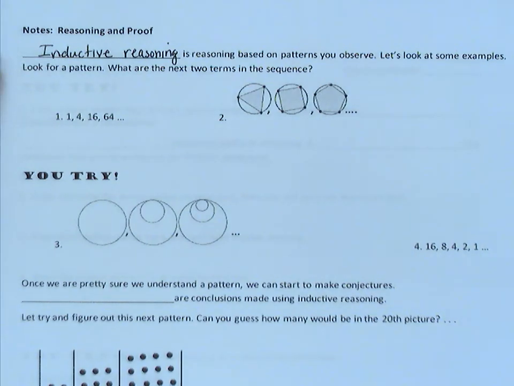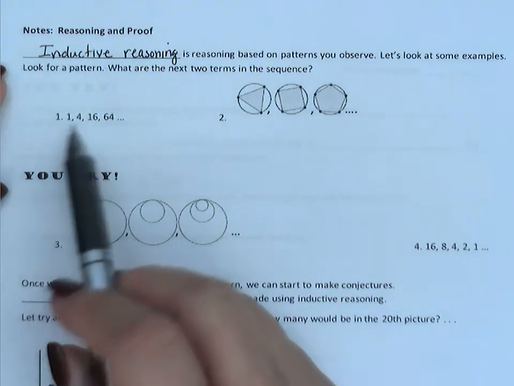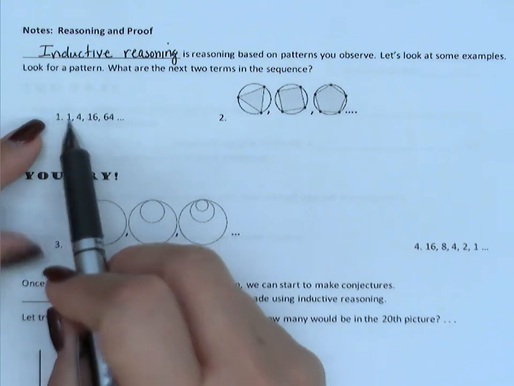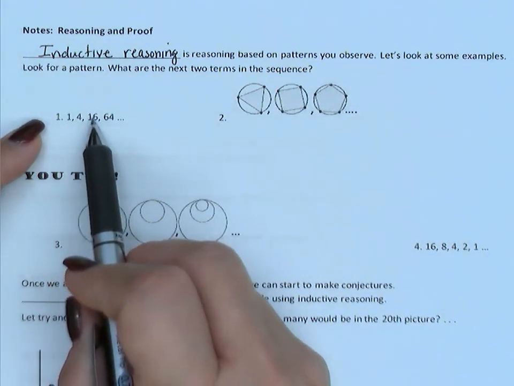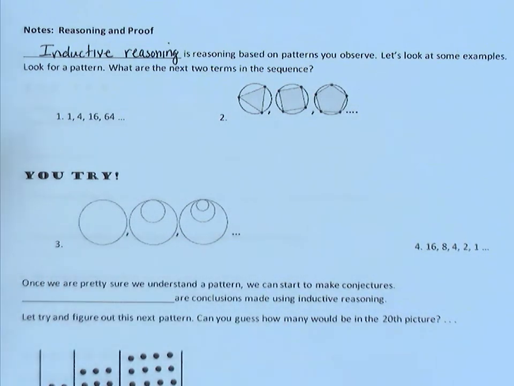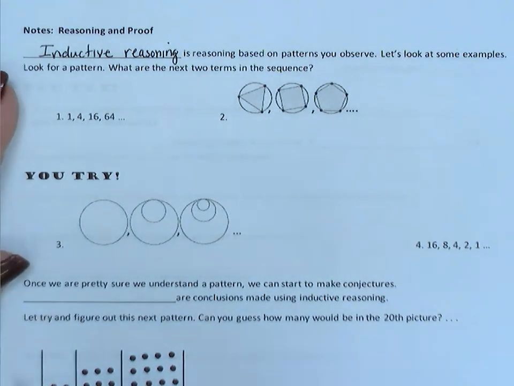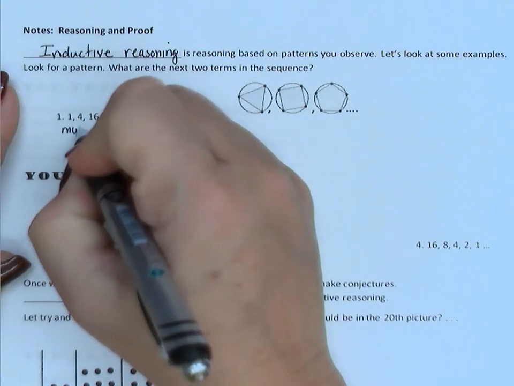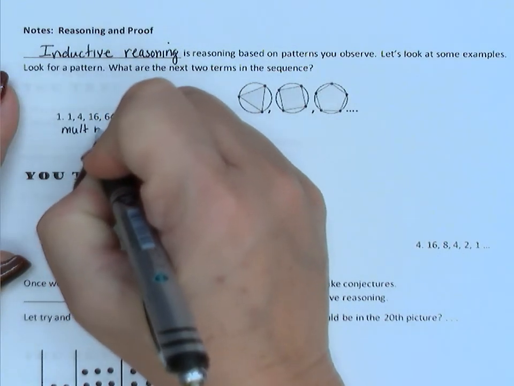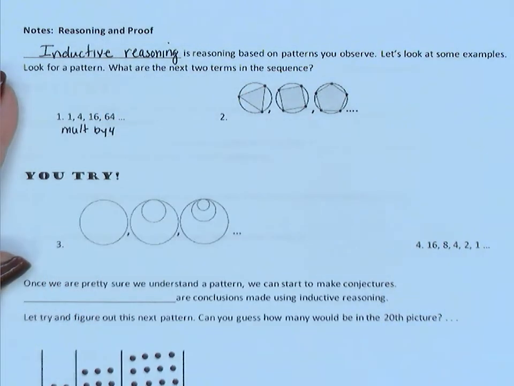So we're going to look at some examples. In these problems right here, we're going to look for a pattern. So notice I went from 1 to 4, from 4 to 16, from 16 to 64. What kind of ways can I get there? Think about that for a second. Did you come up with multiplying by 4? So that's one of the ways we wrote rules in Algebra 1.